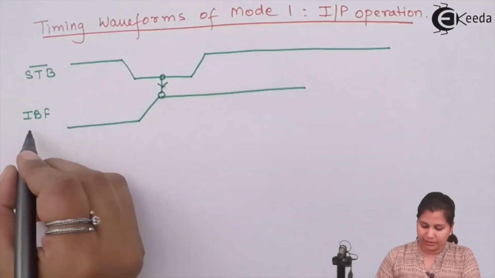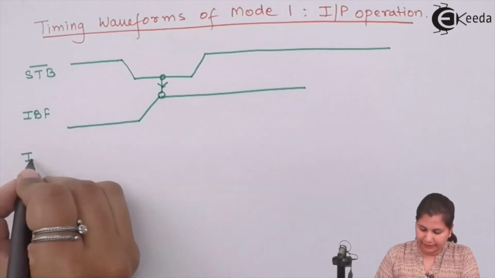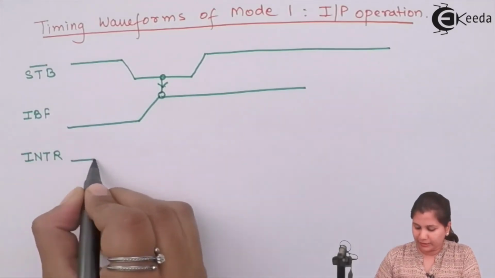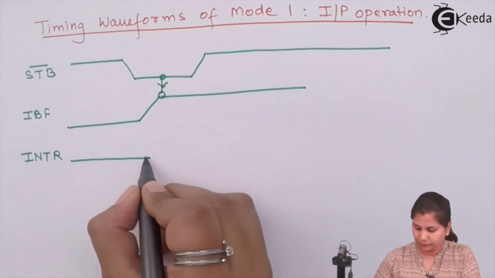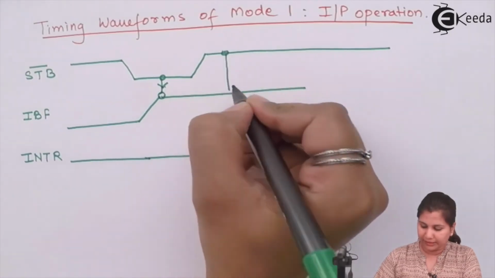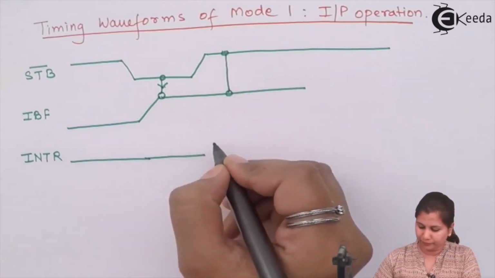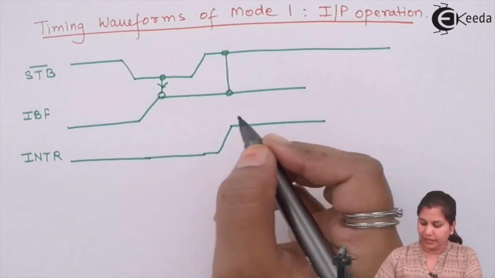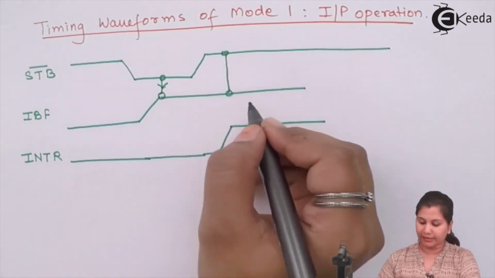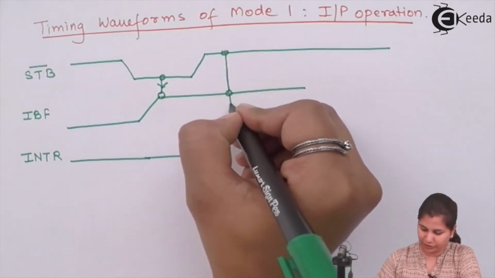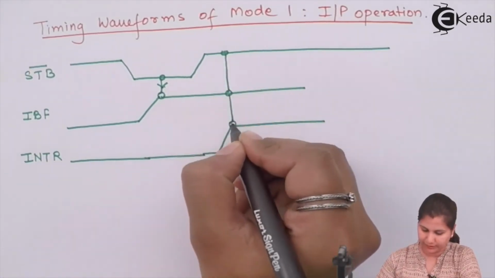Then comes the next signal, INTR. First this signal is low, and when the strobe signal and the input buffer full are both one, then this interrupt request is generated. You can see here that we have this interrupt request.